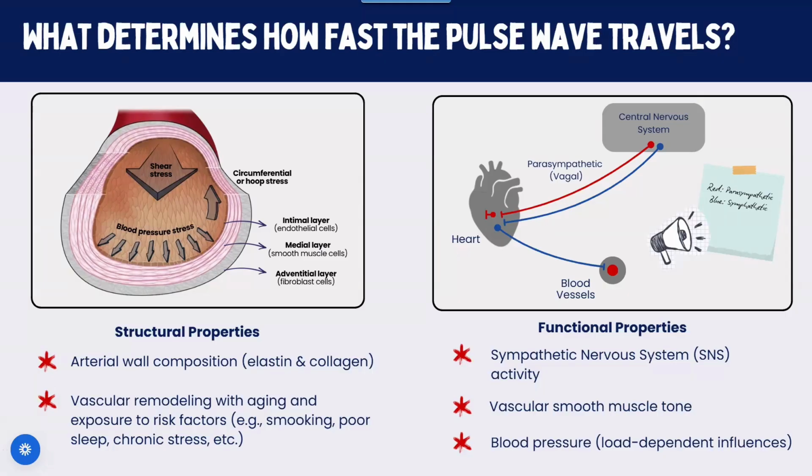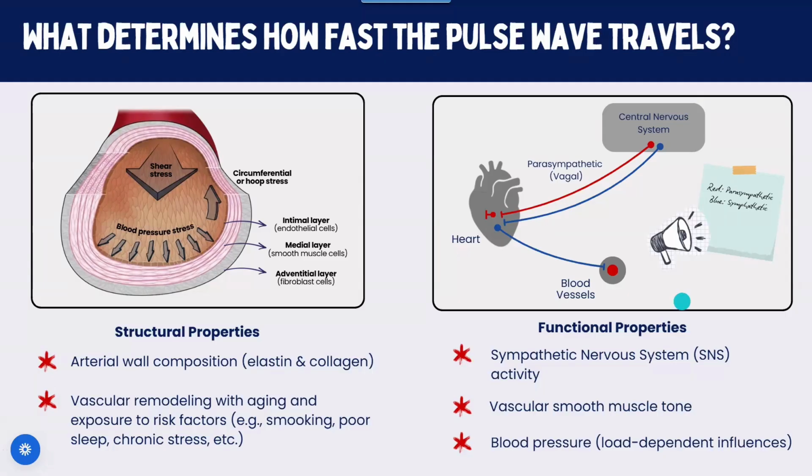When it comes to functional properties, this is going to be things like in-the-moment changes that can also affect pulse wave velocity. Our arteries are living tissues, which are embedded with a bunch of nerves. Because of this, whenever we see sympathetic nervous system activation, we will also see that within the arteries. Given this, sympathetic nervous system activation will likely increase the speed at which the pulse arrives at the periphery.